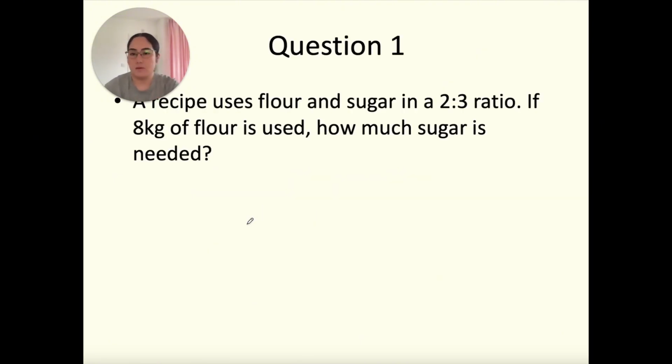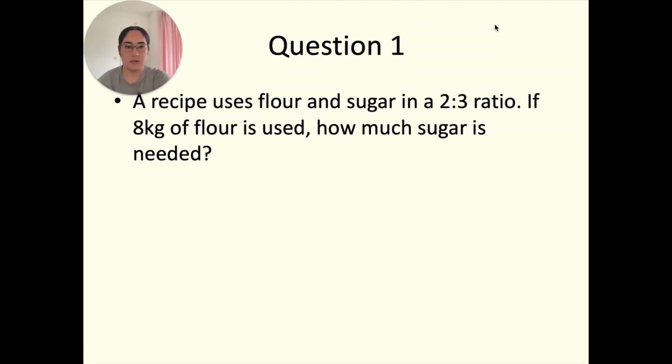Right, so let's start with the easy questions. We've got a recipe question to start with. A recipe uses flour and sugar in a 2:3 ratio. If 8 kilograms of flour is used, how much sugar is needed? Okay, so first we're going to write it down. Flour to sugar is 2:3. Now the question is saying if 8 kilograms of flour is used, how much sugar is needed? And they're not specifying what unit we need to give it in, so we can go with whatever. In this case, we can stick with what they've given us, which is 8 kilograms.